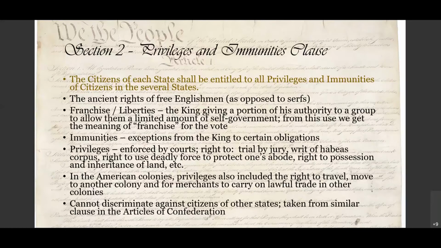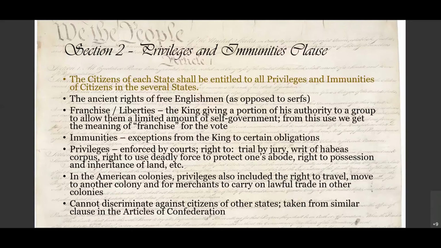So by this we get the meaning of franchise for the vote, in that a franchise is an amount of self-government. So by having the vote, we have self-government. So we term the vote the franchise.